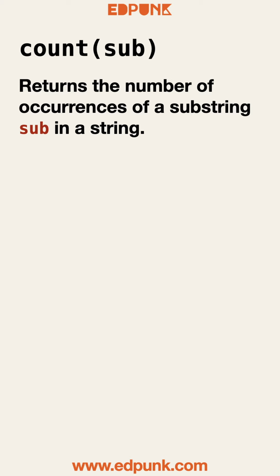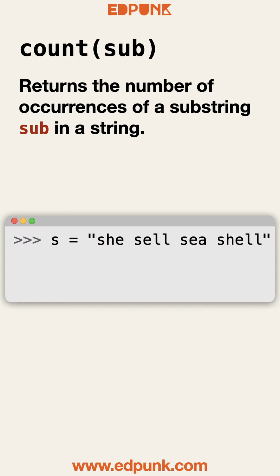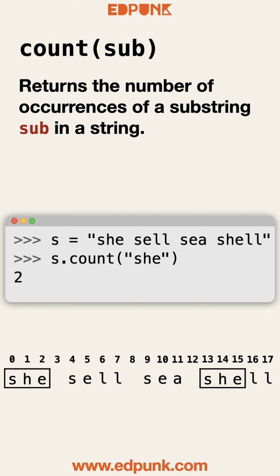The count method returns the number of occurrences of a substring in a string. For example, let us assign a string "she sells seashell" to a variable s. Now, s.count("she") returns the number of times the substring "she" occurs in the string. In this case, there are two occurrences of "she", one starting at index 0 and the other starting at index 13. Hence, 2 is returned as the result.